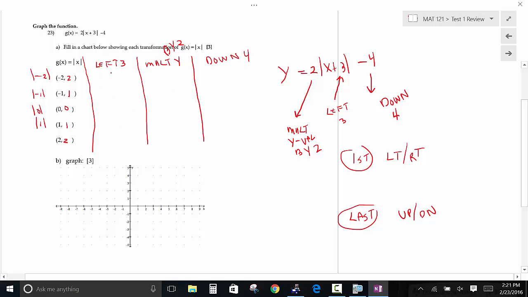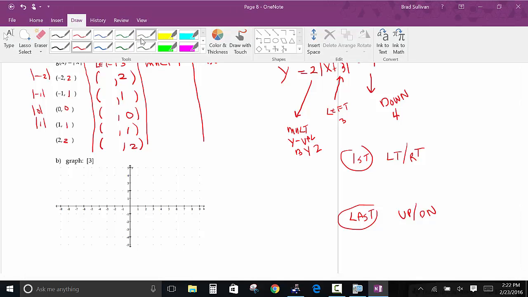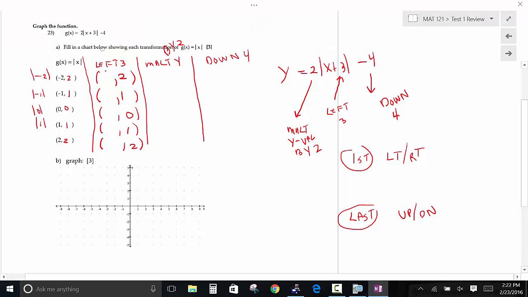So if you're going through and doing this first step, what changes, x or y? X. X changes. If you're going to the left, it's x that changes. It's not the y value. So these y values that we've already established are going to stay the same. So it's just 2, 1, 0, 1, 2 like that. Okay, they stay the same.